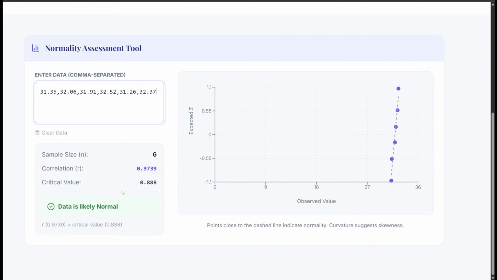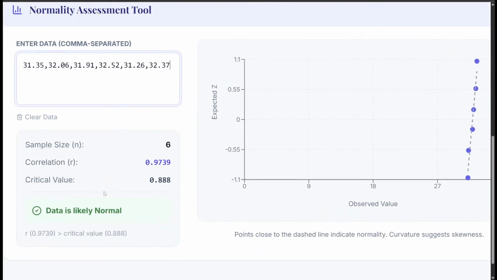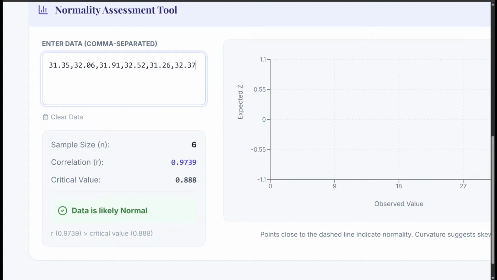I have 6 points. You're going to get two numbers. You are going to get your correlation, your R value, which some of the questions in the homework ask you for, and your critical value. As long as your correlation is bigger than your critical value, you're good. It's normal. The data is likely normal, and we can use the normal curve and those calculations for it. If it's the other direction around, it wouldn't be normal.